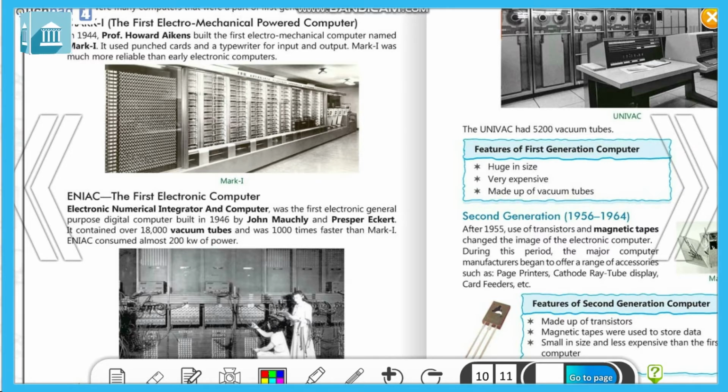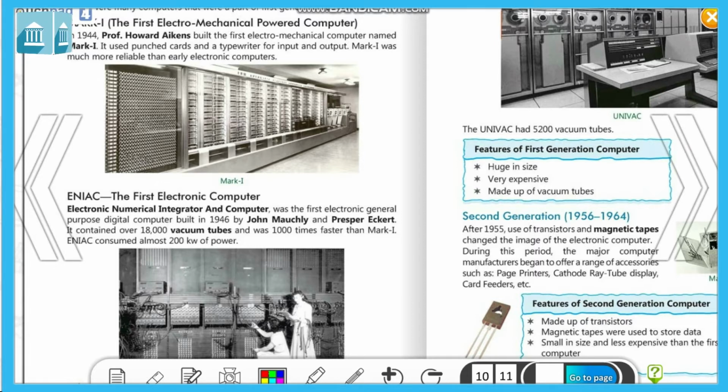It was the first electronic general purpose digital computer, built in 1946 by John Mauchly and Presper Eckert. It contained over 18,000 vacuum tubes and was 1,000 times faster than Mark 1. Here you can underline this. Mark 1 was an electromechanical powered computer, but ENIAC was a totally electronic computer.